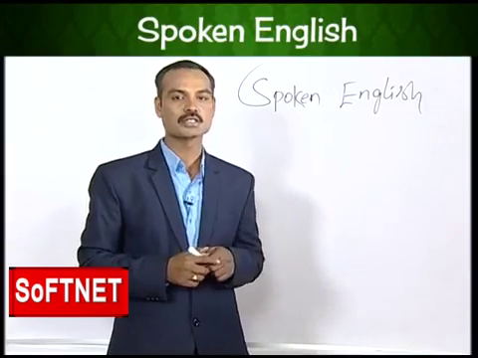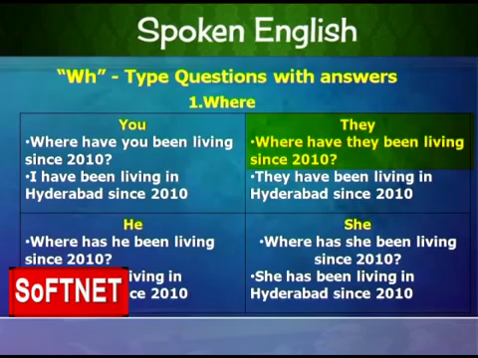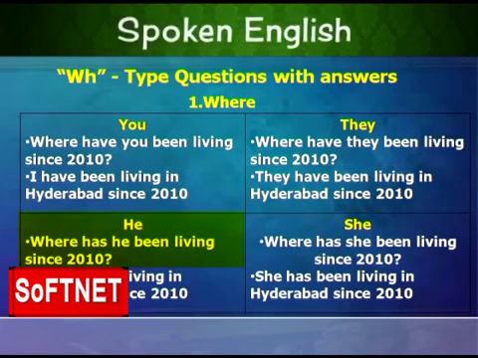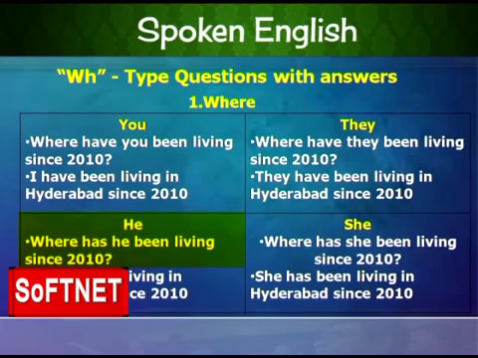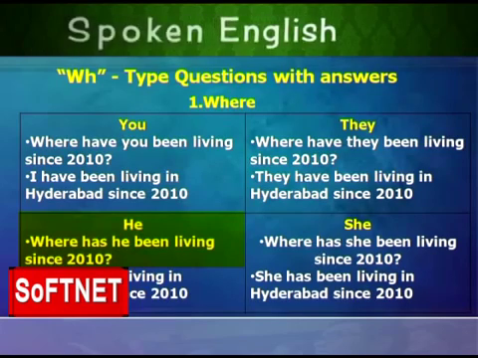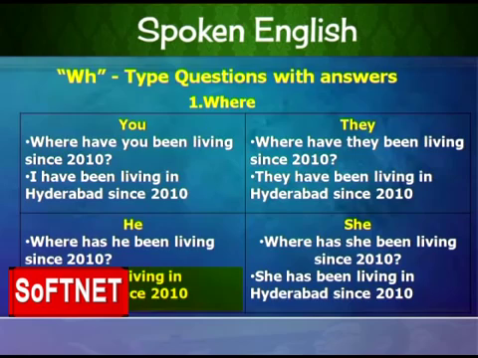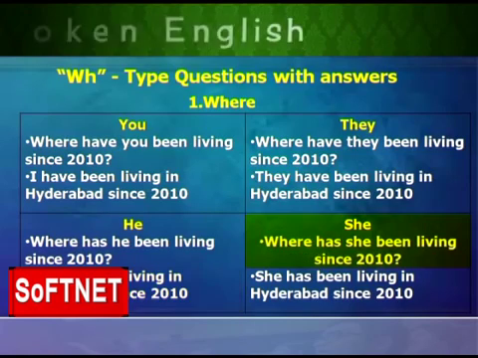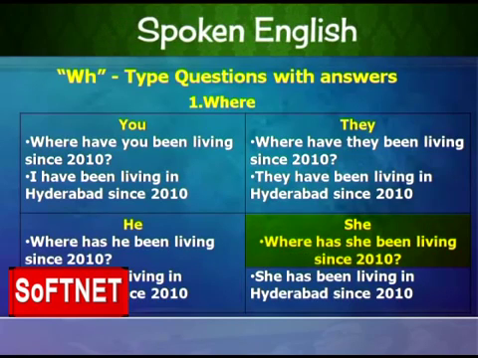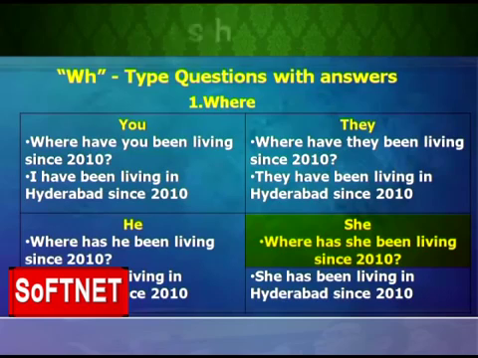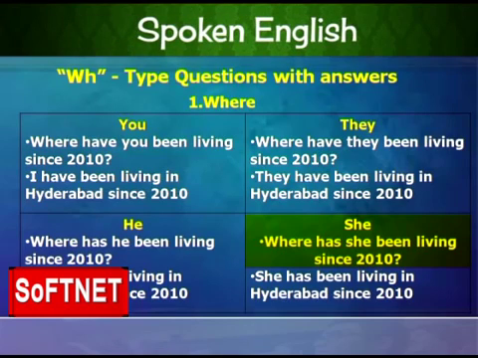Next, second subject, they. Where have they been living since 2010? The answer is they have been living in Hyderabad since 2010. Next subject is he. Where has he been living since 2010? Answer is he has been living in Hyderabad since 2010. Next subject is she. Where has she been living since 2010? The answer is she has been living in Hyderabad since 2010.